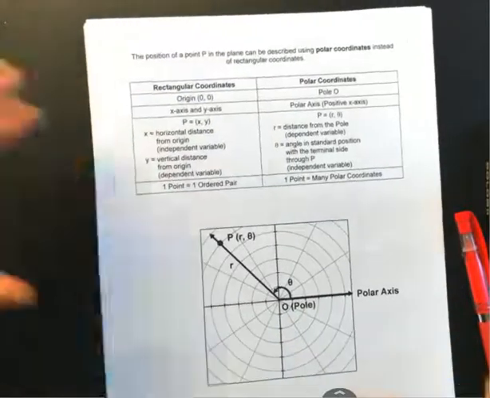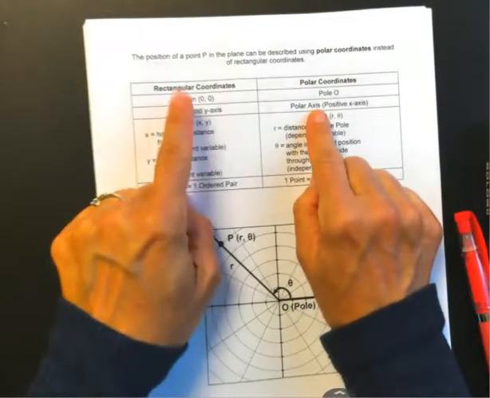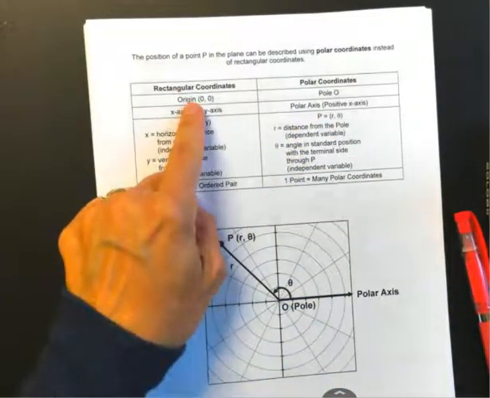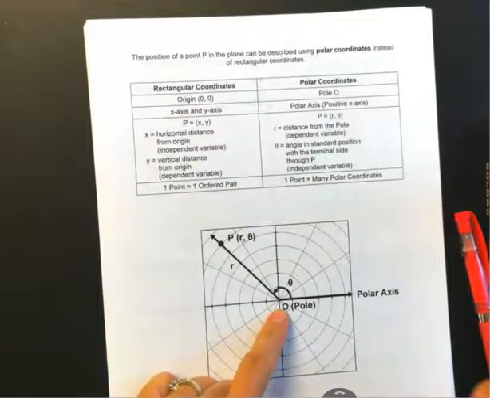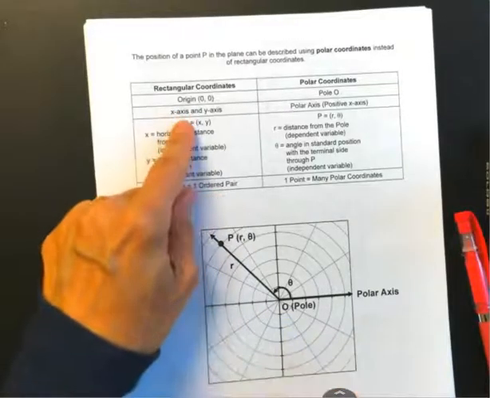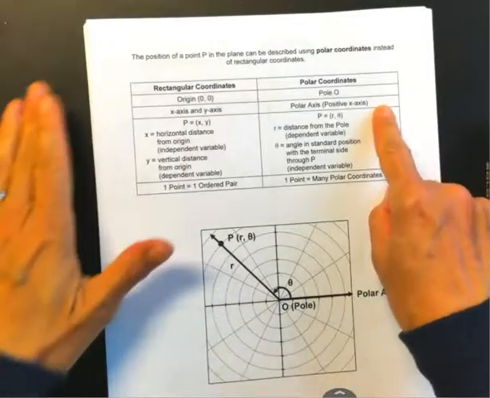All right, let's get introduced to polar graphing. Let's just go over a few basics. This is a comparison. The regular coordinate grid has an origin with two ordered pairs. The polar grid just has a pole. It's in the center. It's kind of like the origin. You have two axes on the coordinate grid. You only have one axis on this polar grid.